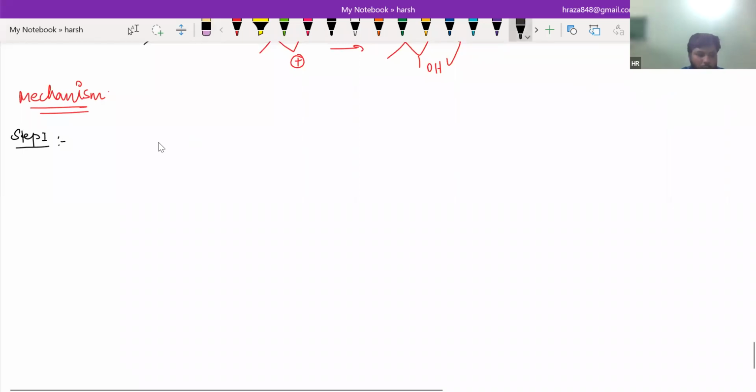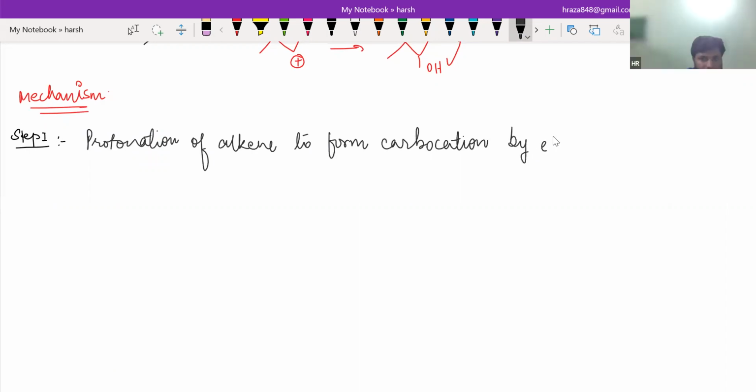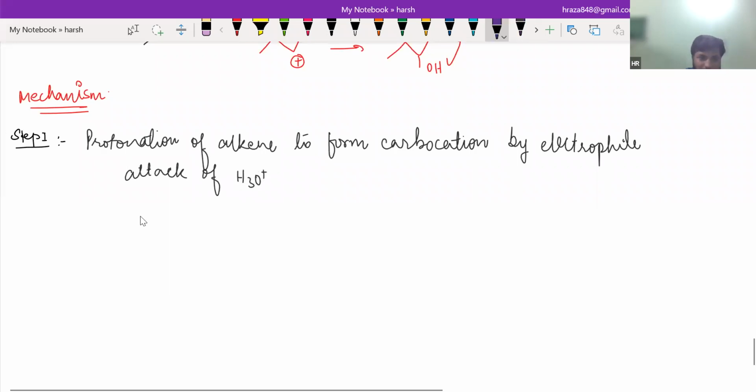So in the first step, there will be protonation of alkene to form carbocation by electrophile attack of H3O positive. So see how the reaction is going on.